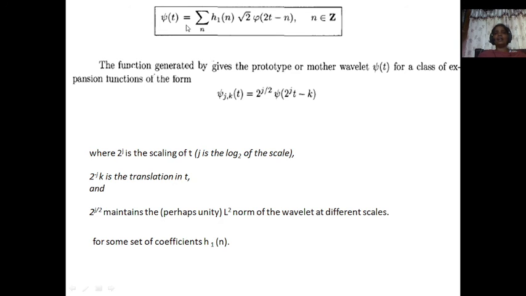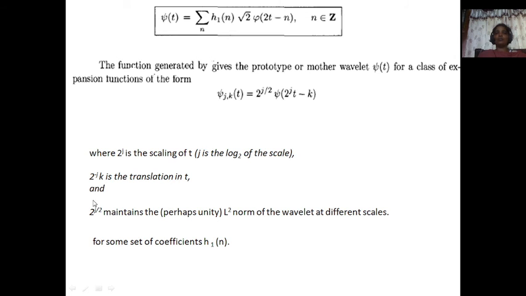Then psi of t, as usual how we had written in the scaling function, is summation n h1 of n square root 2 phi of 2t minus n. Here h1 of n gives the coefficients relevant to wavelet functions. H of n will give you the scaling functions. The function generated gives the prototype or mother wavelet psi of t for a class of expansion functions of the form psi jk of t equal to 2 power j by 2 psi of 2 power j t minus k, where 2 power j is the scaling of t, k is the translation in t, and 2 power j by 2 maintains the L square norm of the wavelet coefficients.